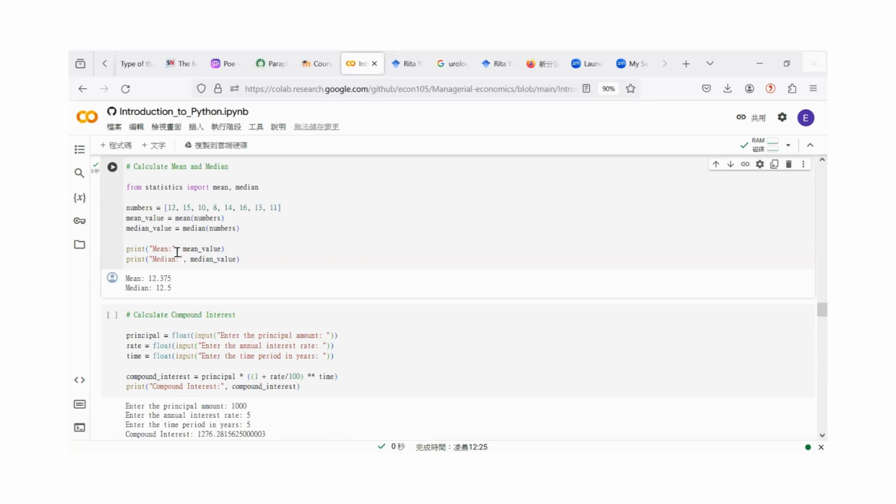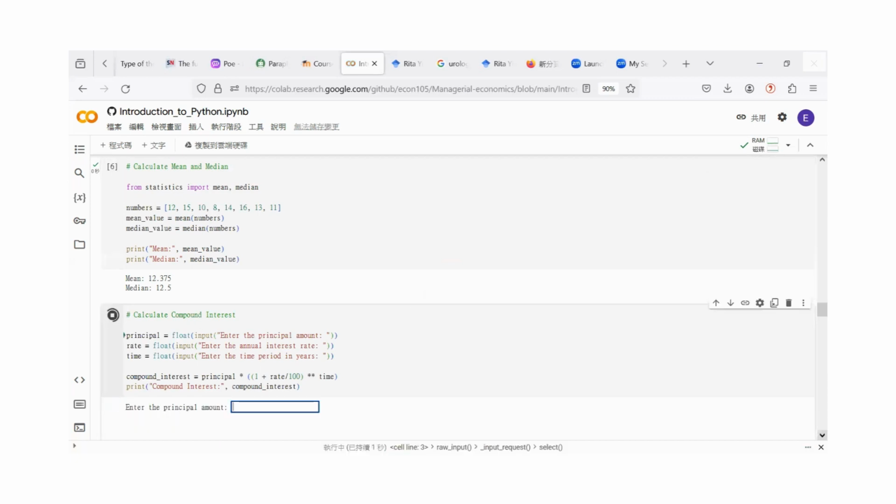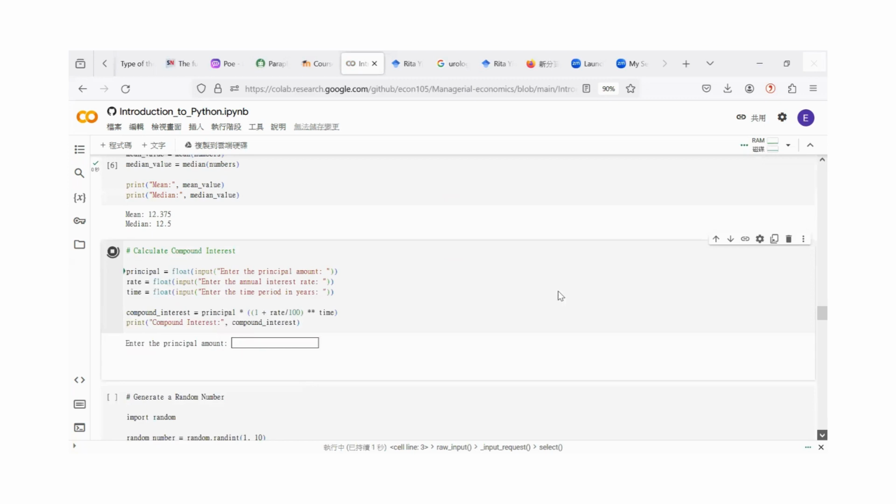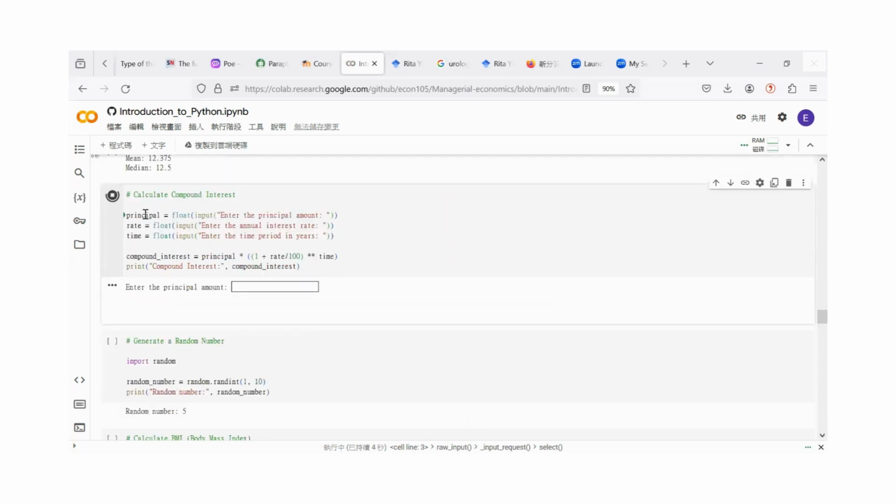So we print mean and then mean value so that we have the answers: mean, which is equal to 12.375, and then median, which is 12.5. So you can change the numbers here, and then you should be able to run another set of the median and also mean value. Another thing Python is usually used for is to calculate compound interest. The same as before, we give the computer instructions.